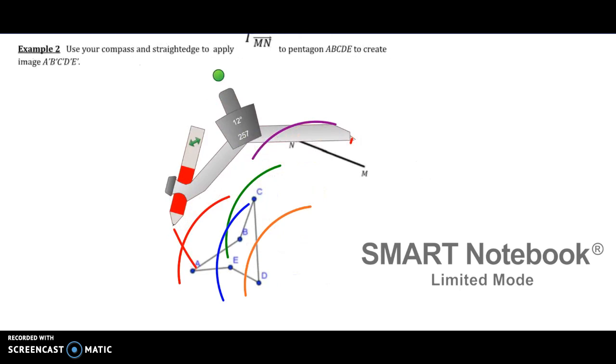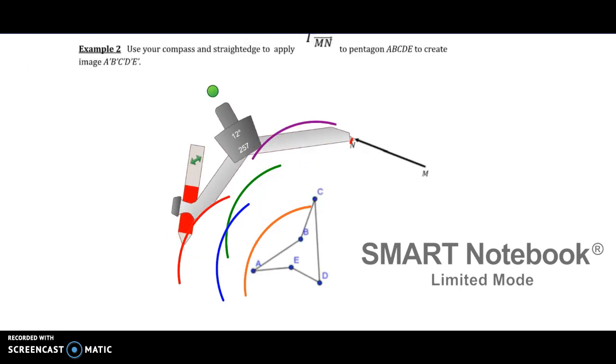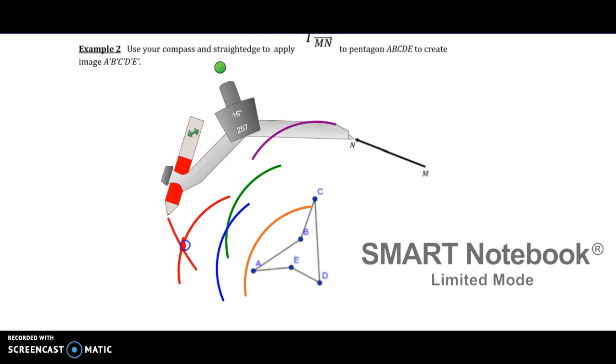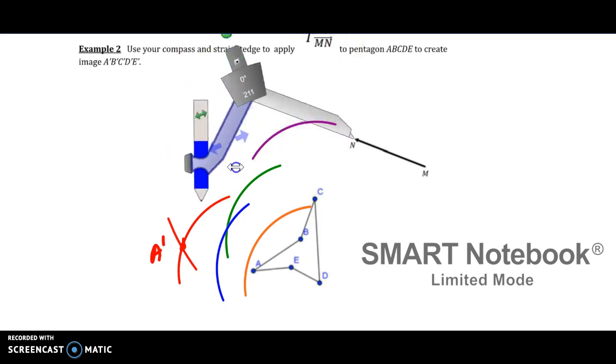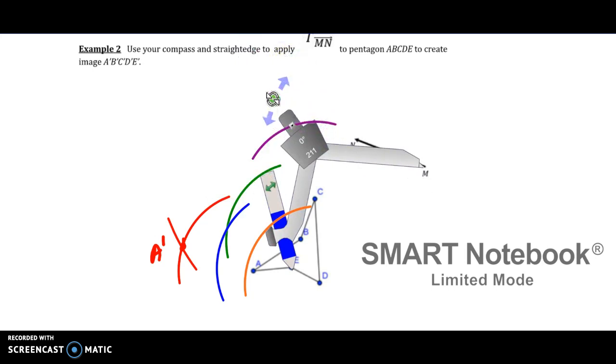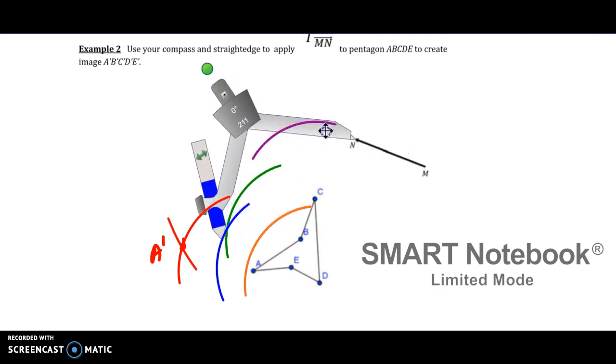Remember, if your arc does not intersect your previous arc, then something wrong has happened. And so that is where A prime will go. Oh, where did it go? So there's A prime. And again, we'll repeat this process for each point. So blue is probably E. I measure, put my pencil on the image point, compass on the tail, slide up to the head of the vector, make an arc. There is E prime.